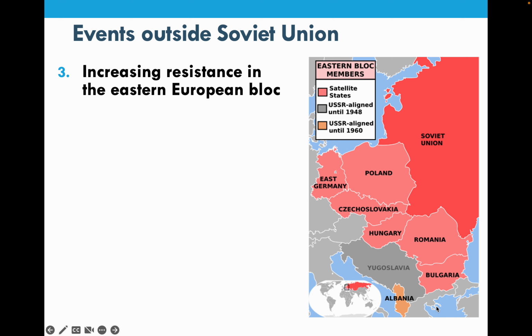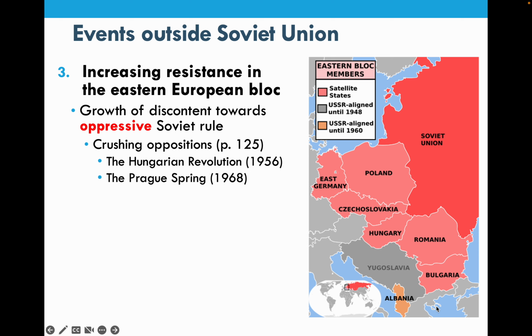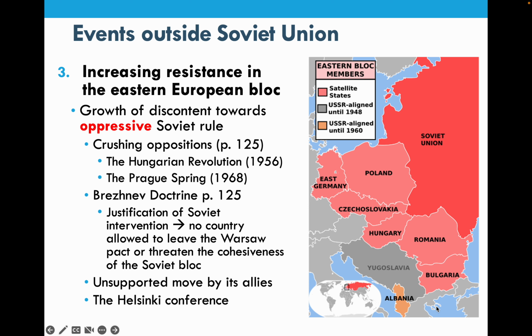So let's talk about the events that were happening outside of the Soviet Union, where we see increasing resistance in the Eastern European bloc. Now, we all know that the Soviet leadership had a fearsome reputation for crushing opposition. But at the same time, there was growing discontent towards oppressive Soviet rule. So we see the Hungarian Revolution and the Prague Spring happening, but both were crushed by the Soviet Union.